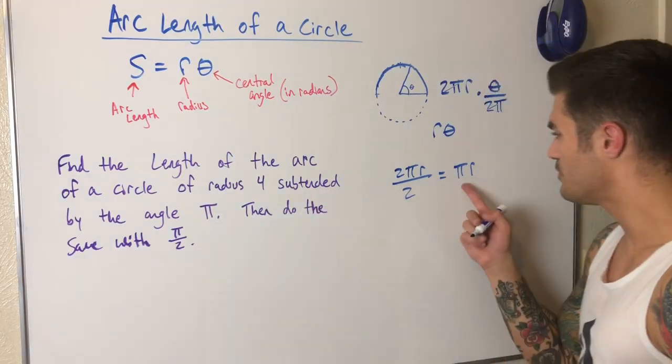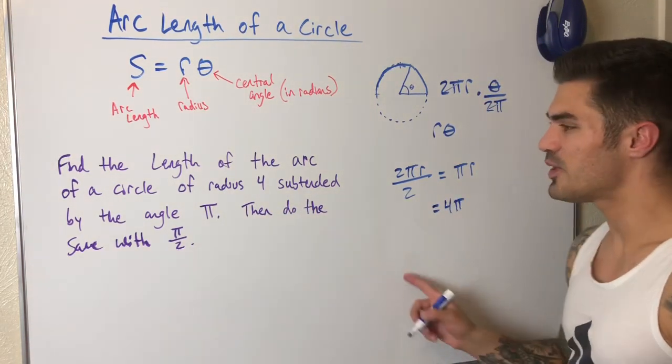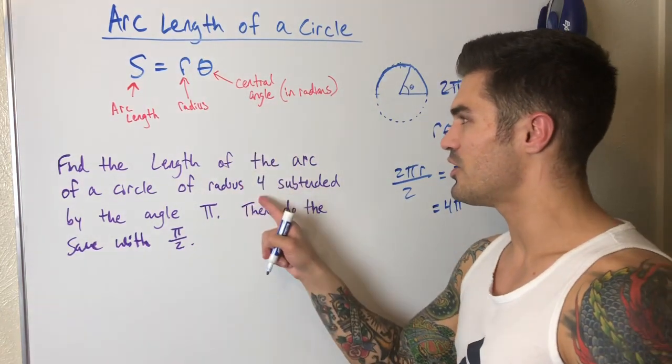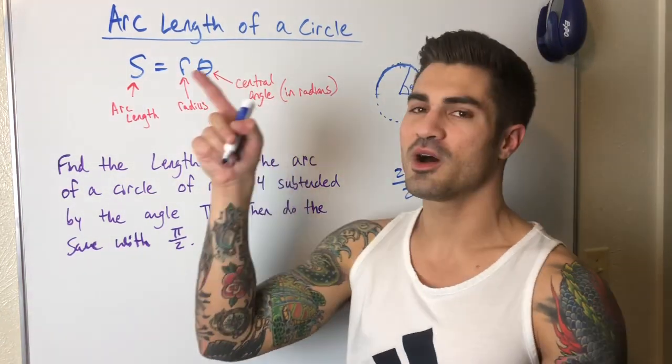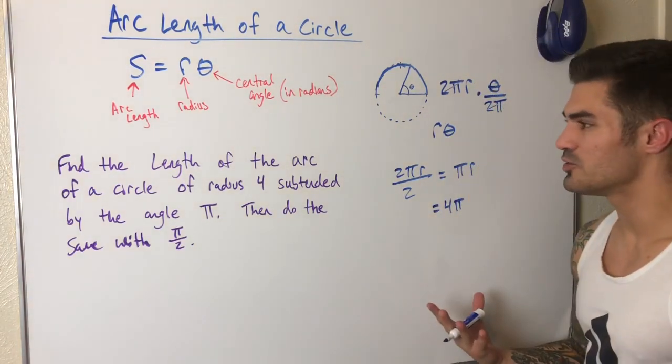Look what happens when I plug in 4 for the radius. I get 4 pi. And look what happens when I plug into my formula as well. I get 4 times my angle pi. So you can convince yourself why this works. Hopefully this makes a little more sense.